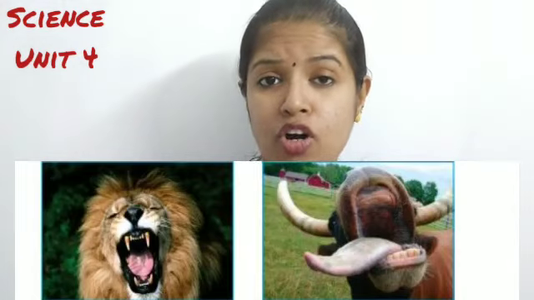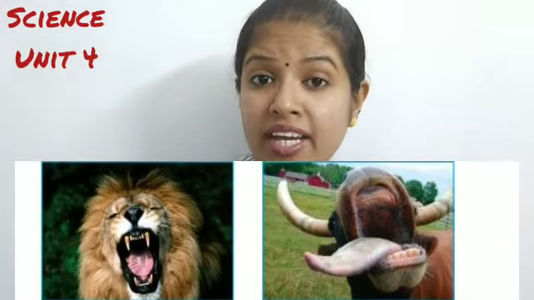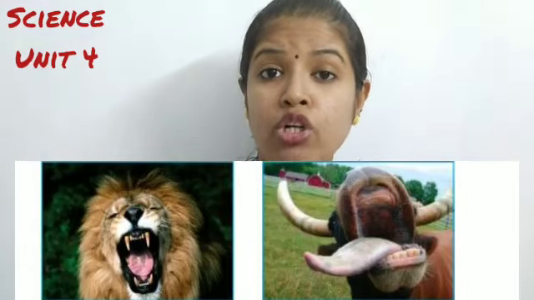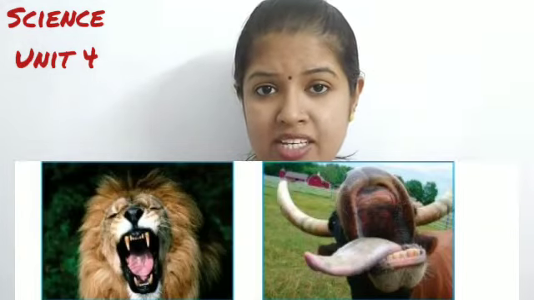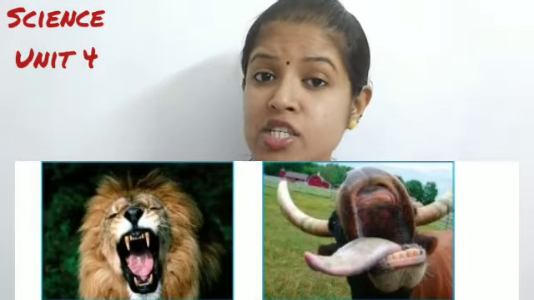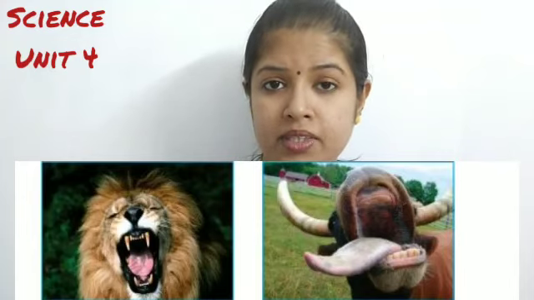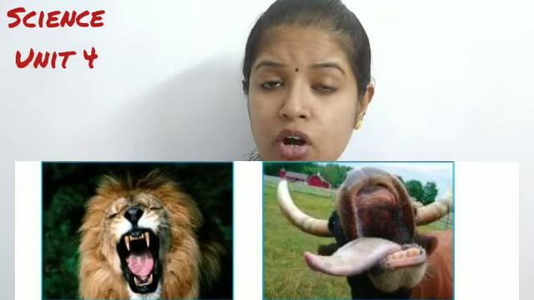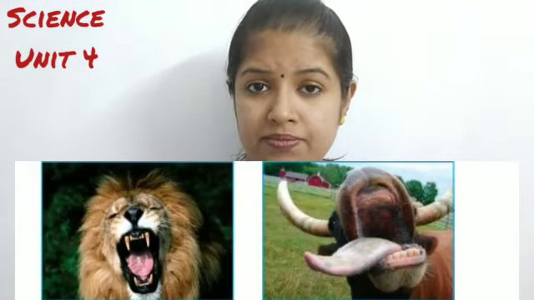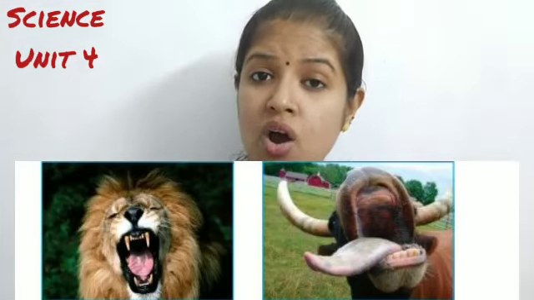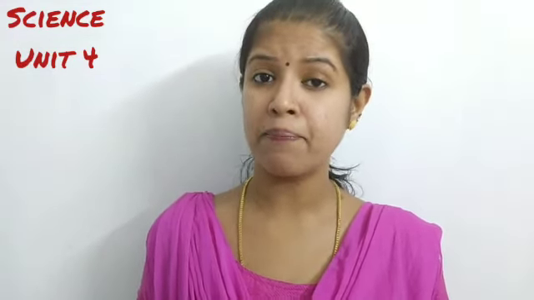For the carnivorous, the canines will be pointed and sharp because they want to tear the flesh of the animals. So as I told you, canines are used for tearing the food. So the carnivorous will have the canines pointed and sharp. So this is all about the digestion which takes place in the mouth.